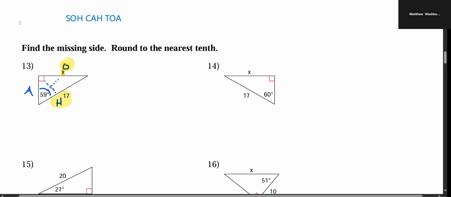So I have opposite and I have hypotenuse, OH. I need to use sine. So I'm going to have sine. It's always sine of the angle is equal to opposite over hypotenuse, right?